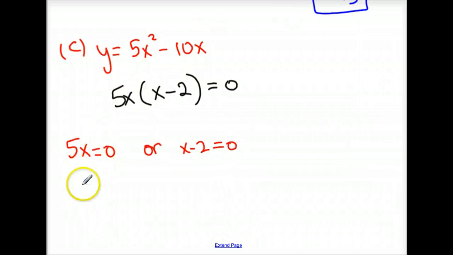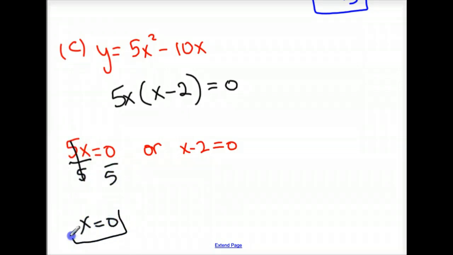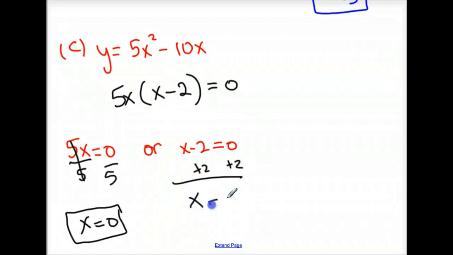If I go ahead and solve this, I divide by 5 on both sides. x is equal to 0. This is one of my x-intercepts. Here I'm going to add 2 on both sides. x is equal to 2. And that's my other x-intercept.